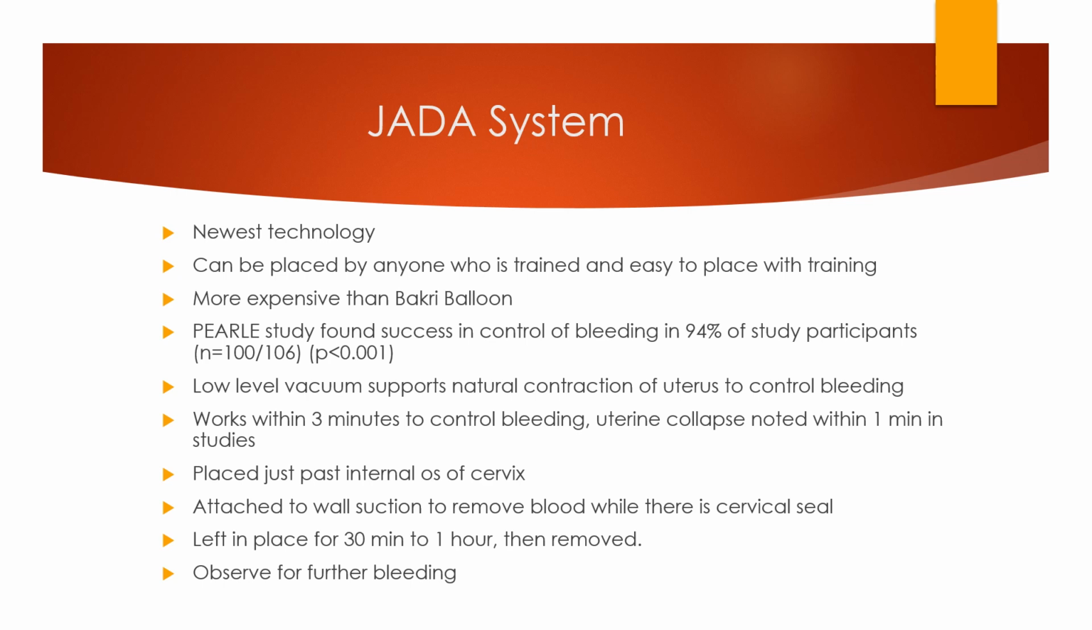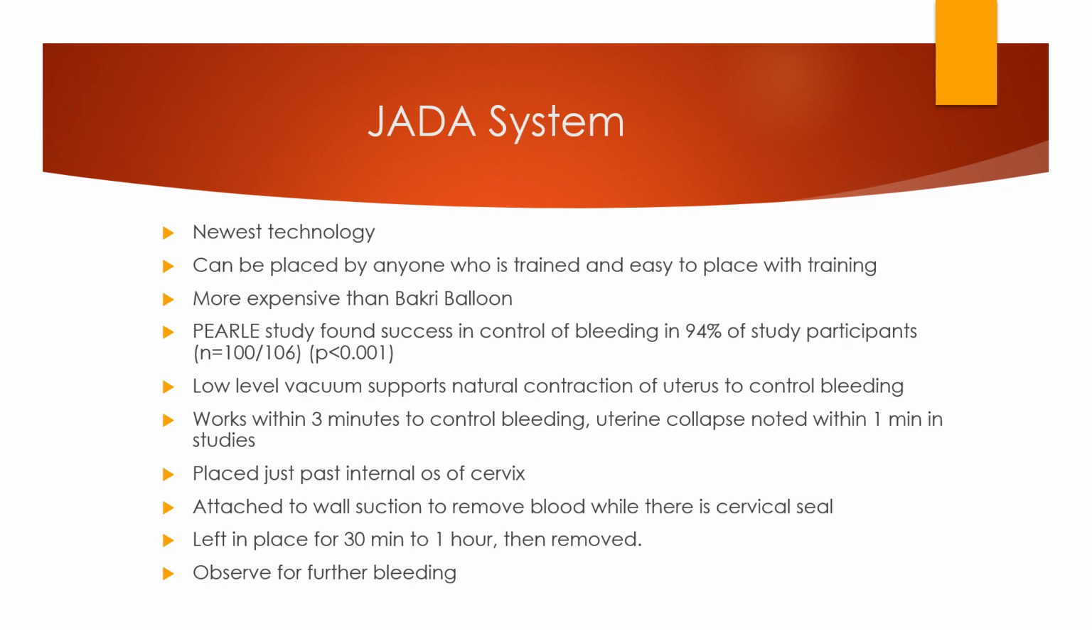It naturally contracts the uterus to control bleeding. It works within 3 minutes to control the bleeding. The uterus basically collapses on top of the device, and it's noted within 1 minute of studies. And then it's placed just past the internal os of the cervix, attached to wall suction to remove blood while there's a cervical seal. And it's left in place 30 minutes to an hour, then removed. And they should be stable after that.